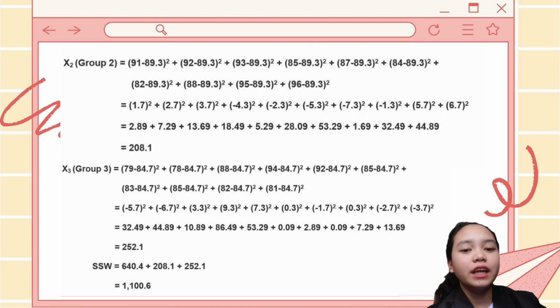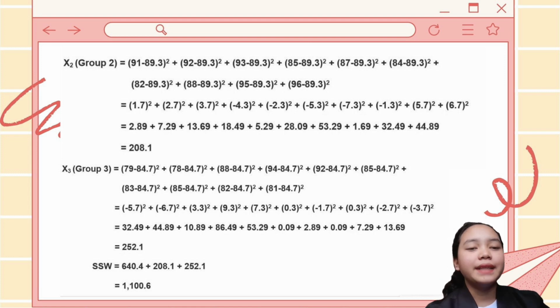We will add the following. In group 2, the answer is 208.1. Now we will move on to the last group.